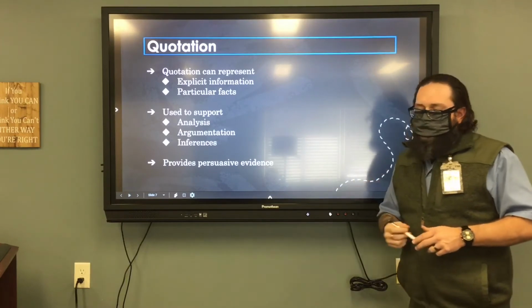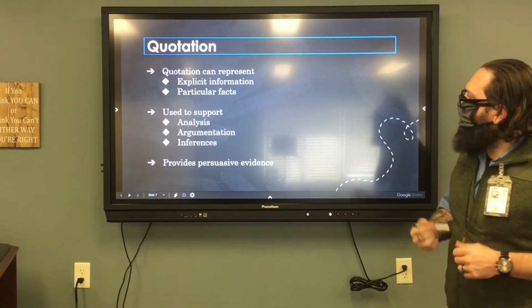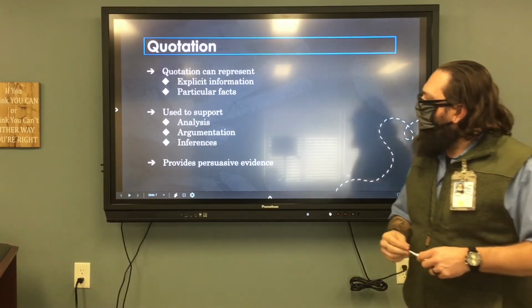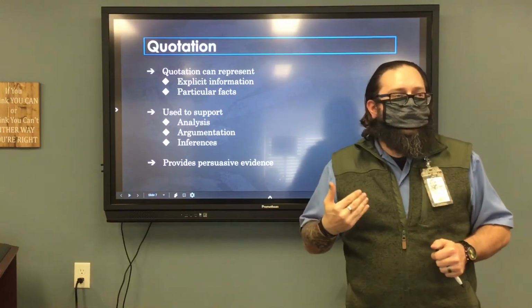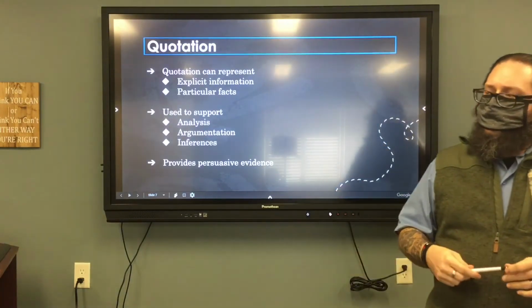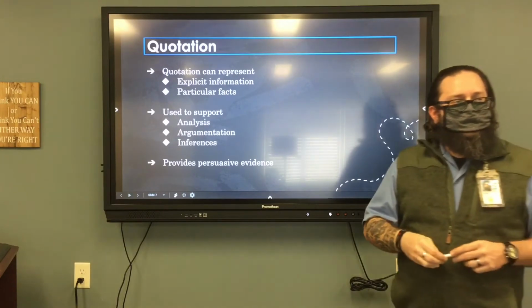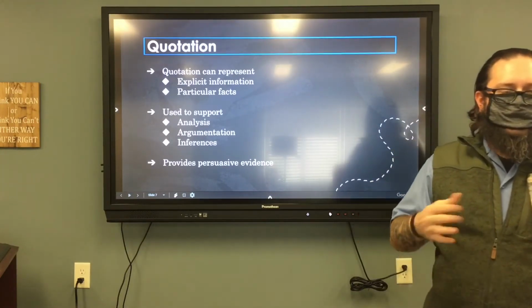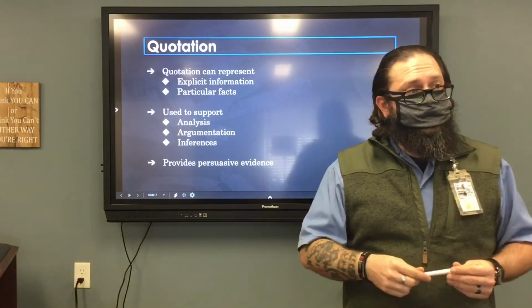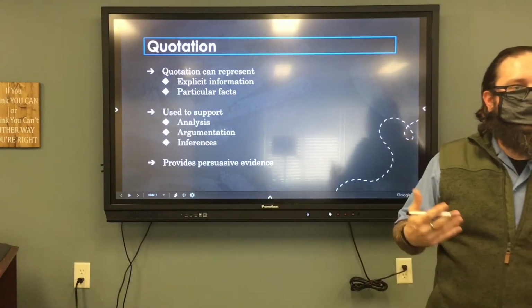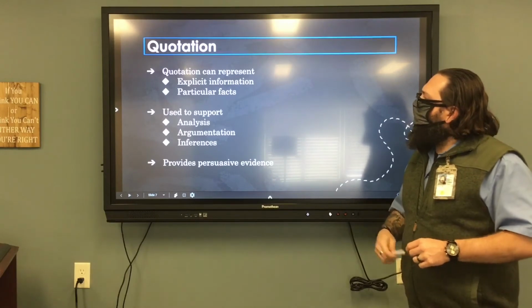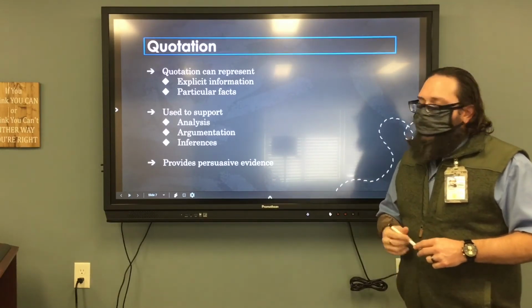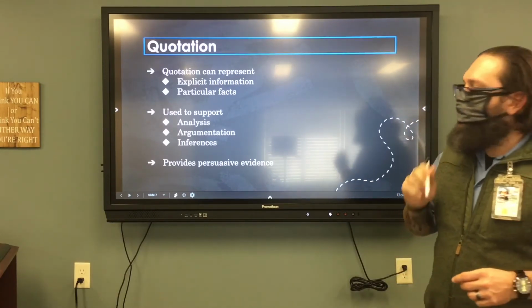So quotations, when we use them, can represent explicit information. Normally they are going to involve particular facts. I know, Matthew, when we were talking about details yesterday, one of the things that you pointed out is that details within informational text, for example, are factual information. So these are going to require us to identify those specific facts.